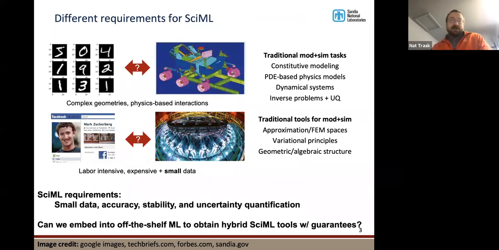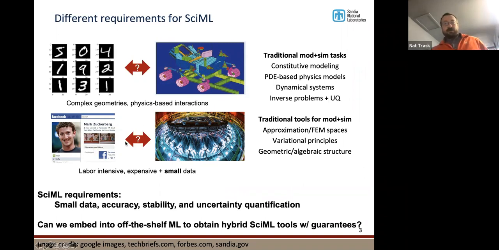There are different requirements. For example, we're very interested in complex geometries, typically CAD geometries, things that are actually going to be built and used in engineering settings. So we don't have these Cartesian grids of pixels. We have very complex geometries. In contrast to traditional machine learning, our data is typically much smaller, right?